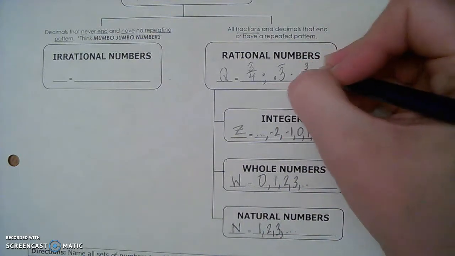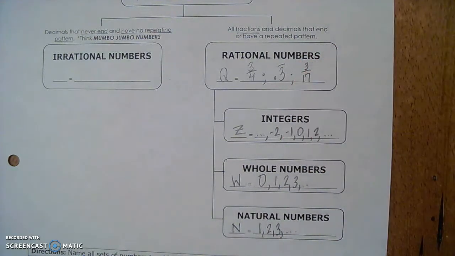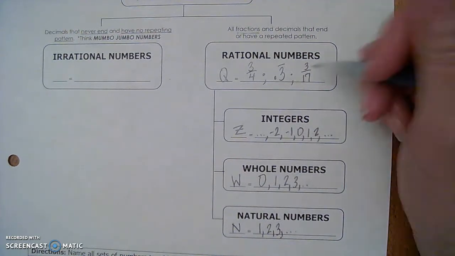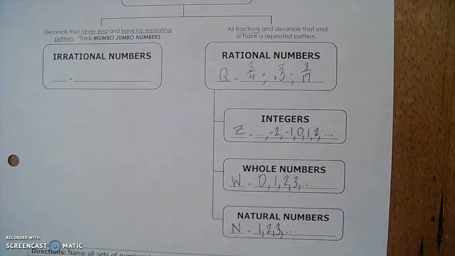Even things like 3/17. If you put that into your calculator, you'll get a really yucky looking decimal, but we can still write it as a fraction, so it is considered a rational number. Almost all numbers we work with are considered rational numbers.